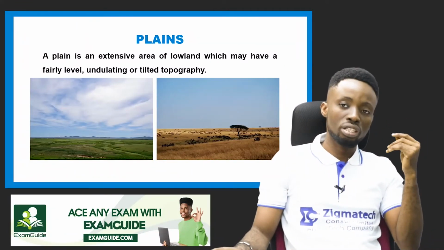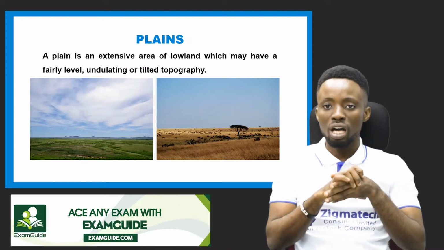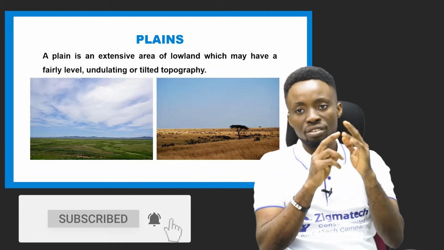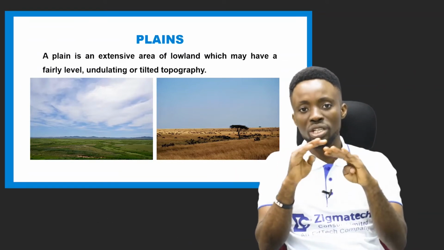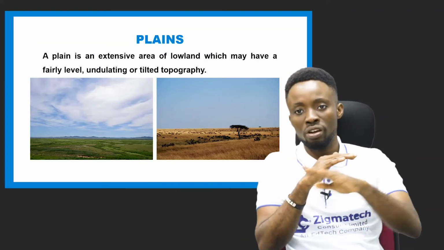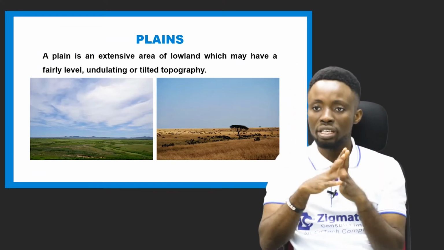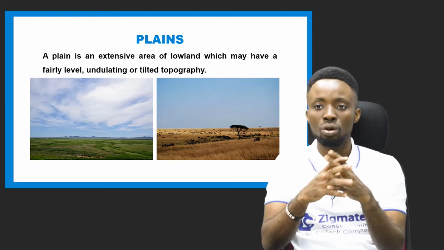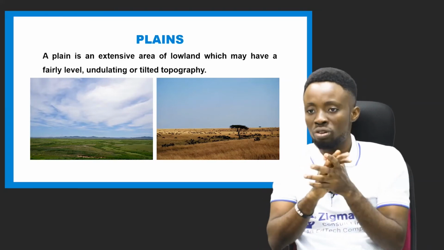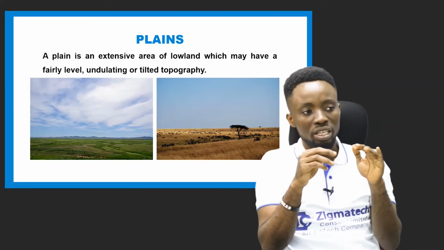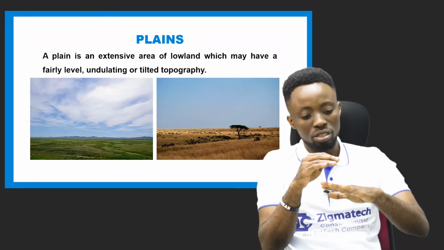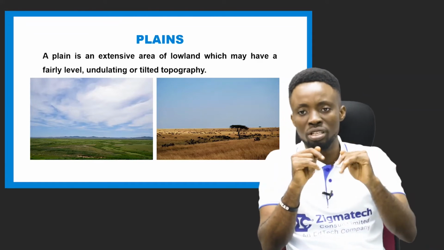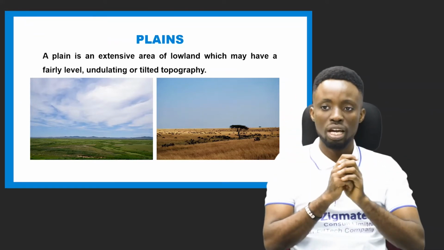So the next one is called a plain. Now, a plain is an extensive area of lowland. And when I say extensive, it is usually very wide and long. And they usually have a fairly level, undulating, or tilted topography, meaning that the level of steepness is very low, and the topography is actually tilted in a kind of way.